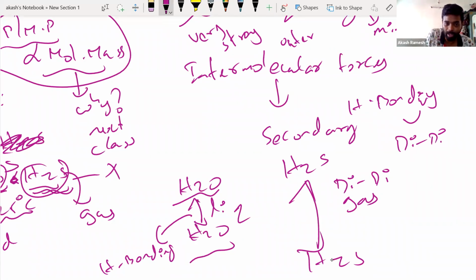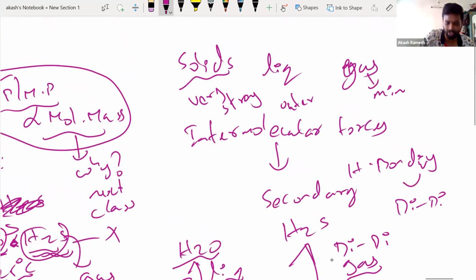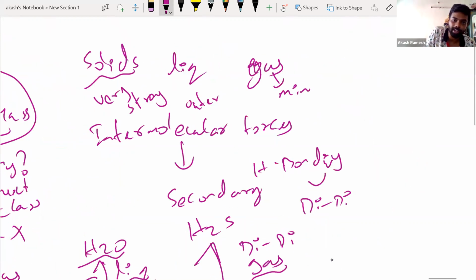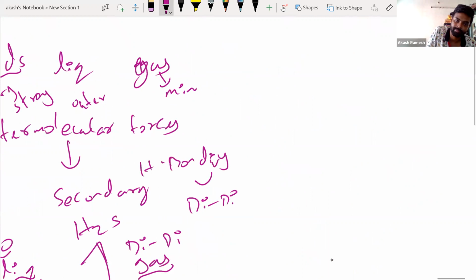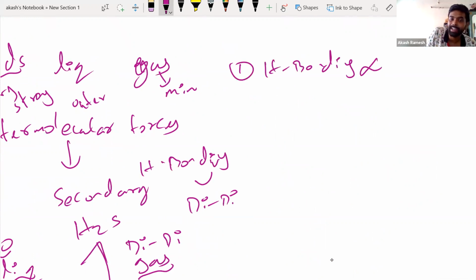That's the reason why two H2O molecules are very close, forming a liquid. But H2S, even though it has more molecular mass than H2O, is still a gas with a lesser boiling point. This is one consequence. The first consequence is that hydrogen bonding is generally directly proportional to the boiling point or melting point. More hydrogen bonding means a higher boiling point or melting point.